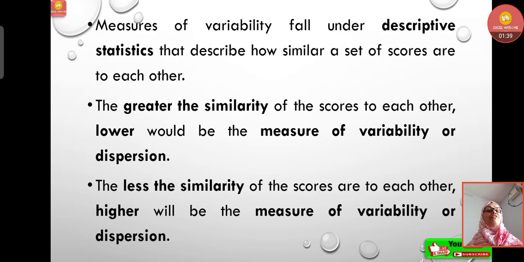Measures of variability fall under descriptive statistics that describe how similar a set of scores are to each other. The greater the similarity of the scores to each other, the lower would be the measure of variability or dispersion. The less the similarity of the scores to each other, the higher will be the measure of variability or dispersion.